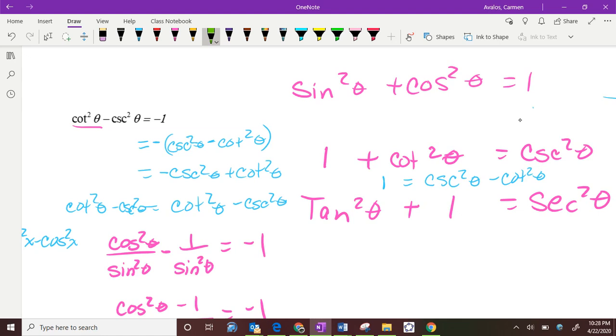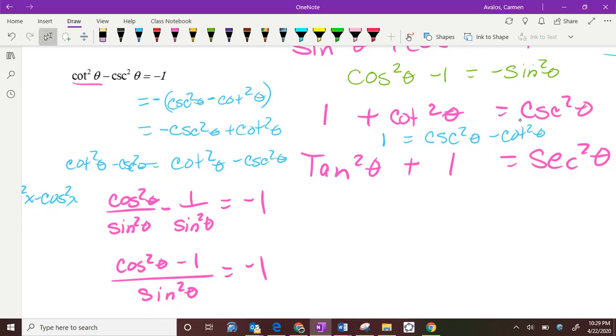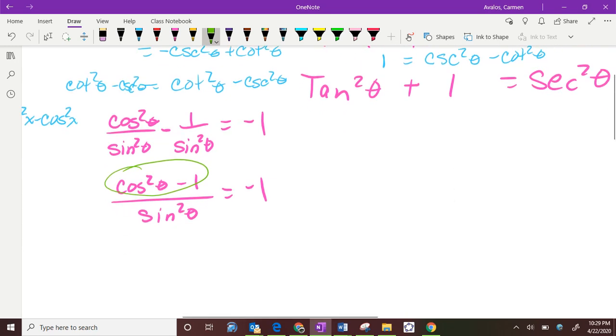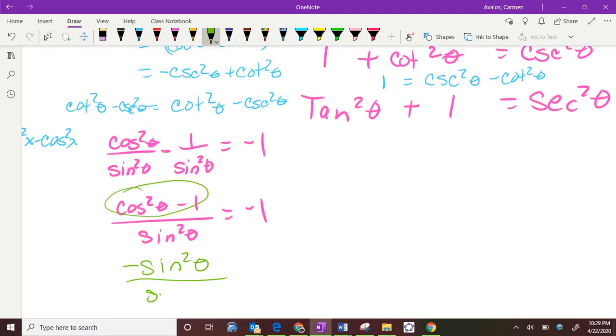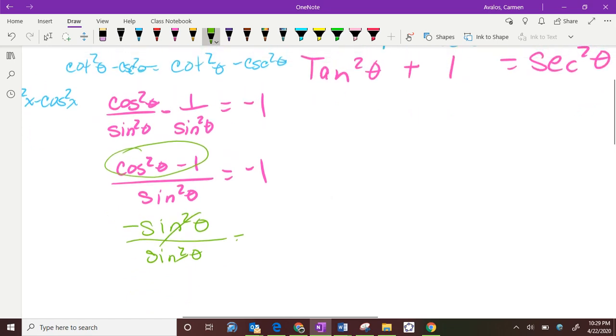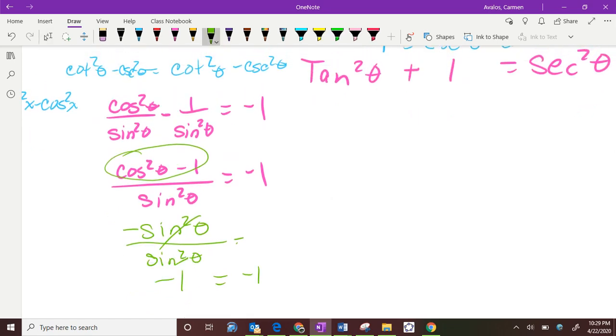That means that I'm moving this over to this side, and I'm going to move the cosine over here. So I'm going to have cosine squared of theta. I'm moving the 1 over here, and I'm moving the sine to this side, so it's going to be negative sine squared of theta. So now this here is cosine squared of theta minus 1, which is what this is right there. So I'm going to replace it with what that equals, and so that's going to be negative sine squared of theta over sine squared of theta, and then that cancels, and I am left with -1 equals -1.